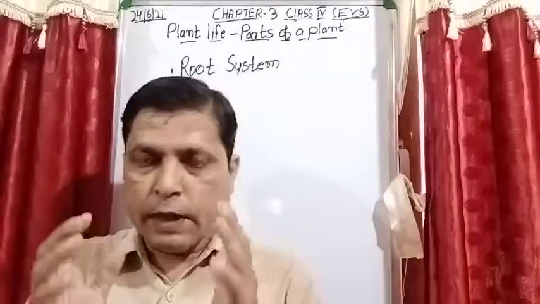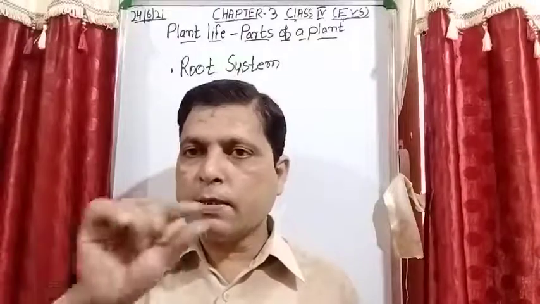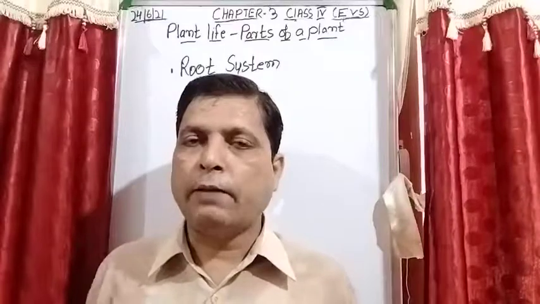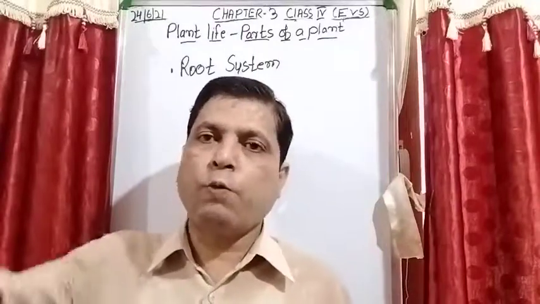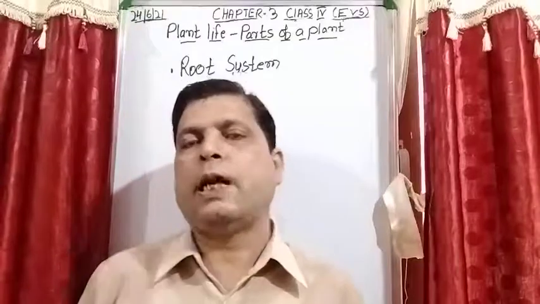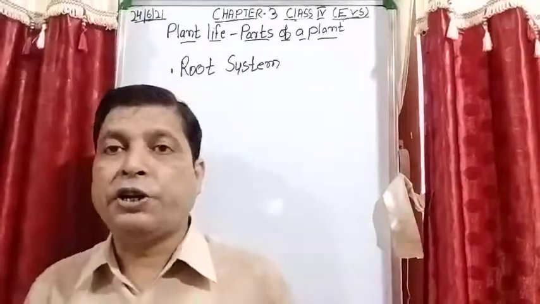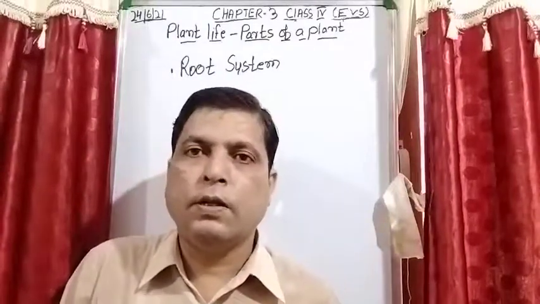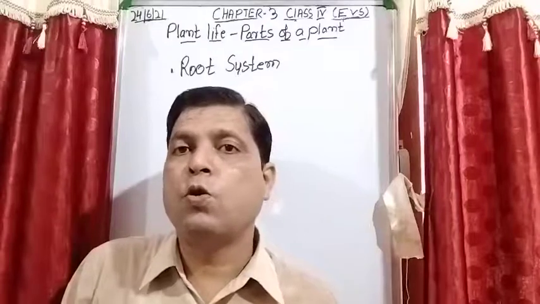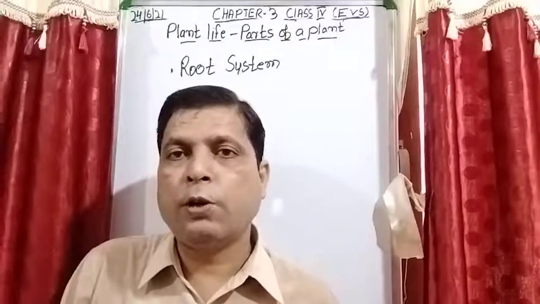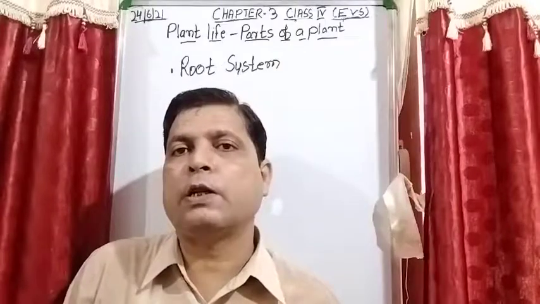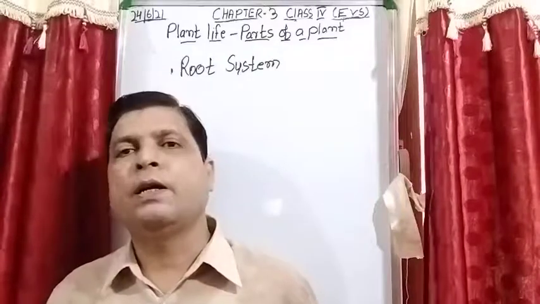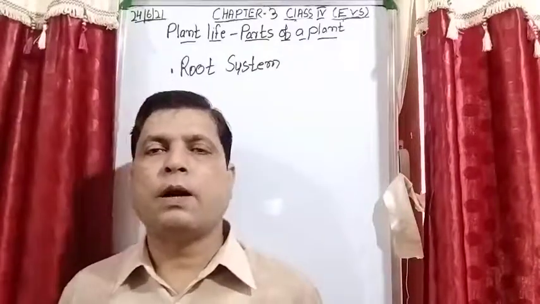So students, in the case of a tap root, there is a main root, and from this main root many branches of roots come out, and the tap root goes very deep in the soil, because these types of roots are found in trees. They are very tall and big, so their roots also go very deep in the soil, and that root is known as the main root. And from this main root many branches of roots come out.